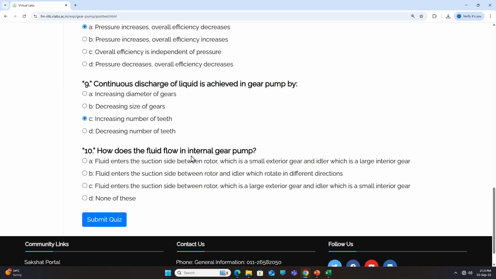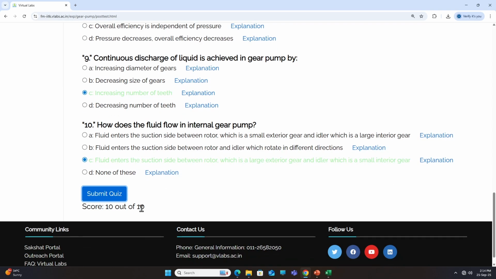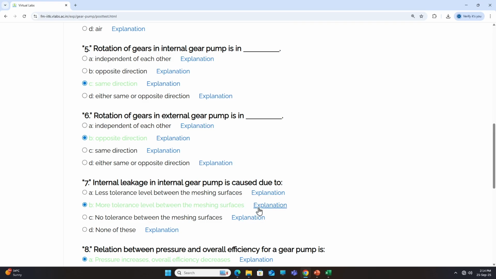How does the fluid flow in internal gear pump? The fluid enters the suction side between rotor, which is a large exterior gear. So, I think answer is C here. Fluid enters the suction side between rotor, which is a large exterior gear, and idler, which is a small interior gear. Let me submit. All of them are correct. Let me see the explanation.